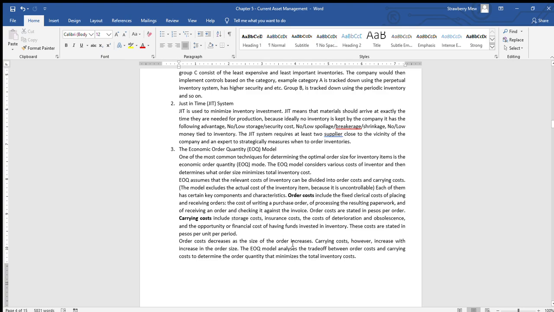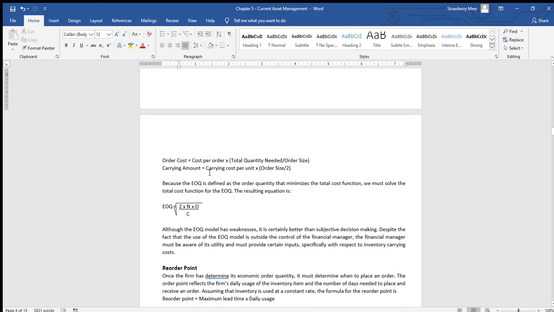So the EOQ model analyzes the trade-off between the order cost and carrying cost to determine the order quantity that minimizes the total inventory cost. So under EOQ, the goal is to minimize both the carrying cost and the order cost, right? So ang gusto natin malaman under EOQ is what is the ideal size of the order? What is the ideal size of the order in order for the order cost and the carrying cost to be minimized. So the total cost ng order na total cost in handling the inventory will be minimized.